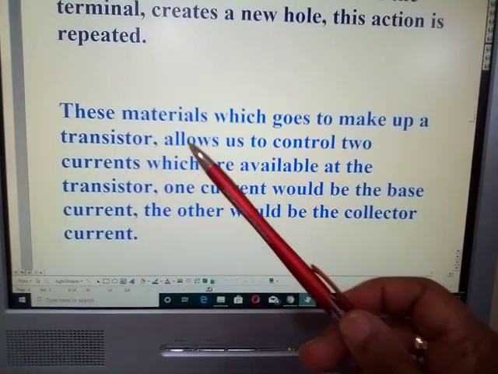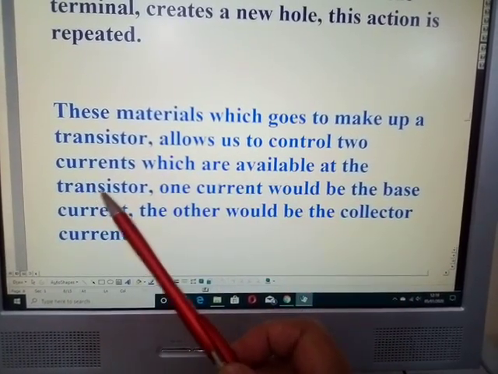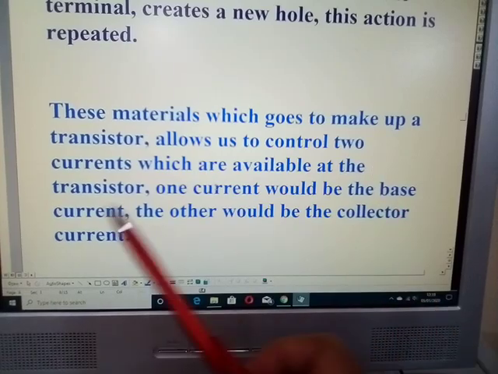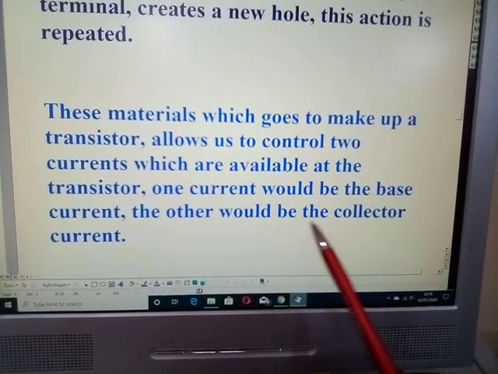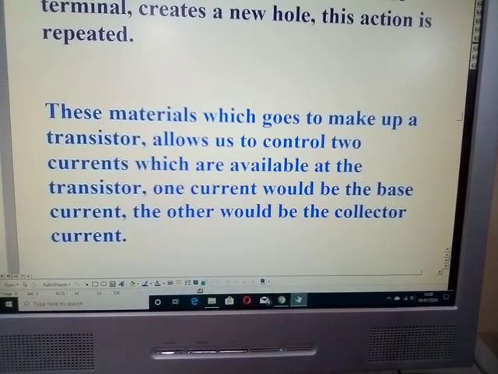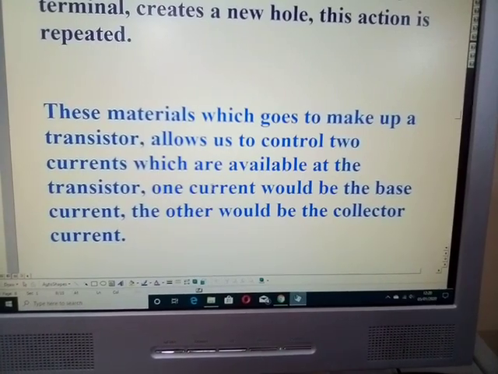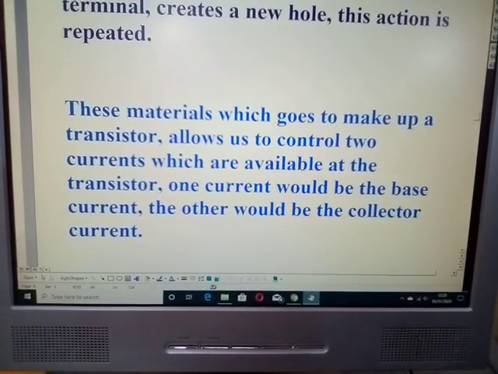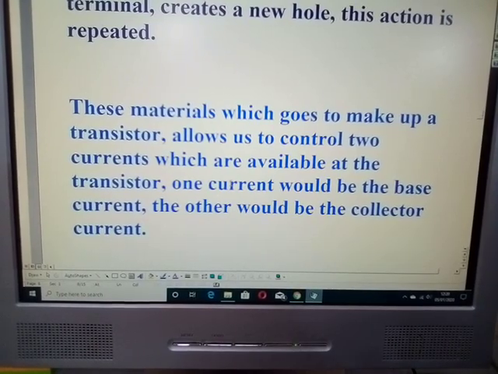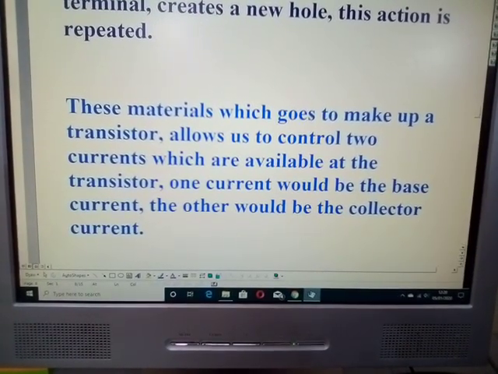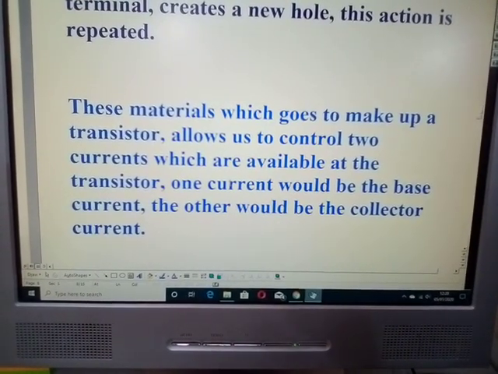Now, these materials which go to make up a transistor allow us to control two currents which are available at the transistor. One current would be the base current, the other would be the collector current. And if you look at the video I did in regards to the monostable multivibrator circuit, you'll see that I've indicated two transistors there, indicating the base, emitter and collector. And you'll find that this is how those transistors are constructed and made up.